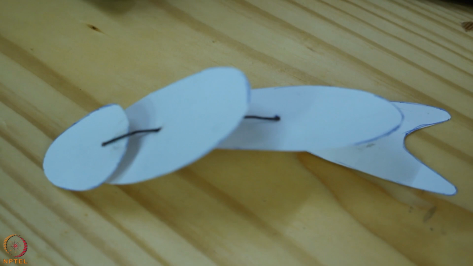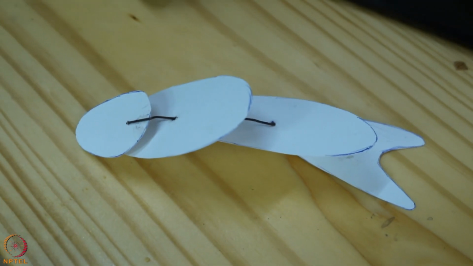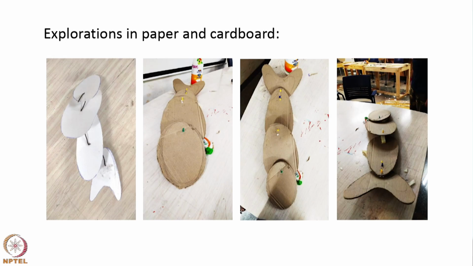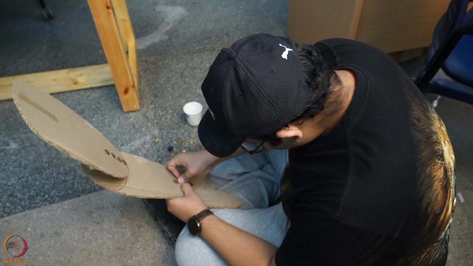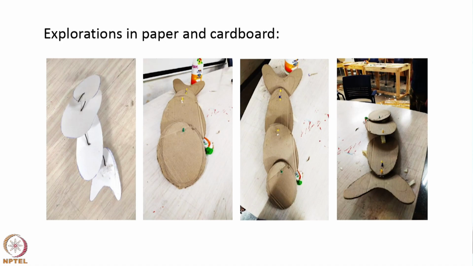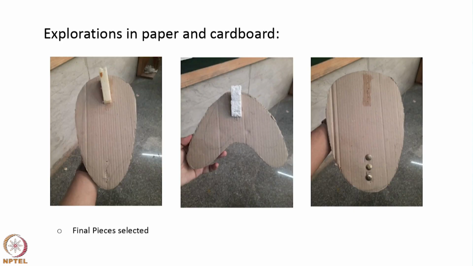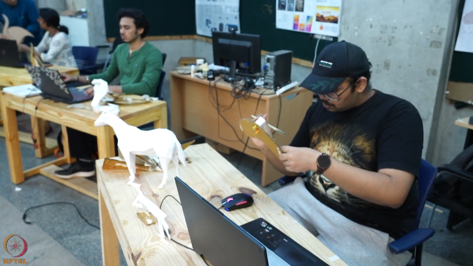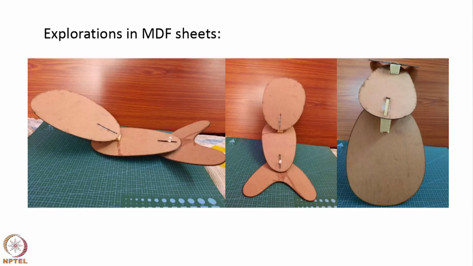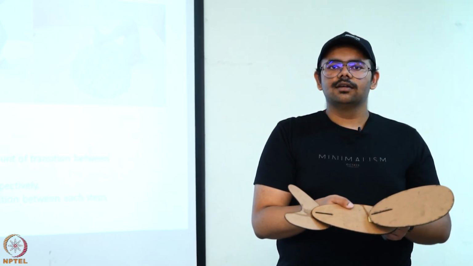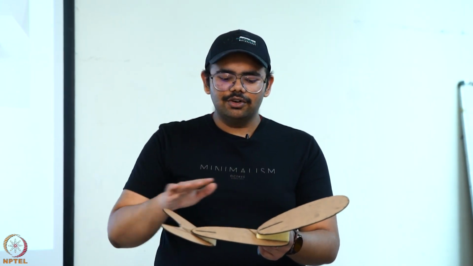The next exploration in paper I did was using wire and paper, as you can see on the extreme left. Then it went to the cardboard versions, as you can see in the others. Then I did the final one. Yeah, this was my final product. It shows the leaping motion of a dolphin without actually showing anything a dolphin resembles.